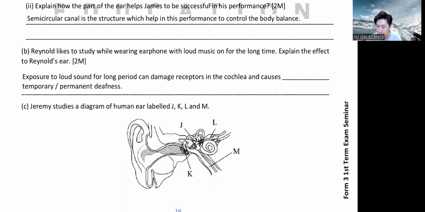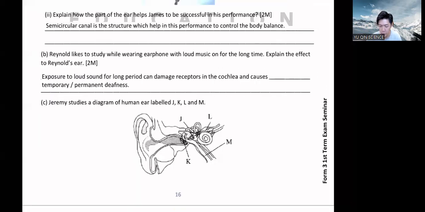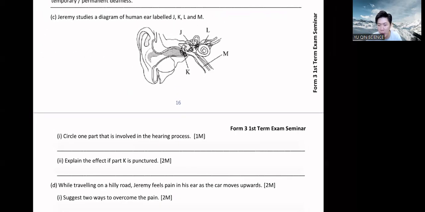How does music affect the receptor? Loud sound, vibrational. Anything loud can affect the organs. That means too much work to do, because suddenly you have very loud sound to handle. Okay, next one.